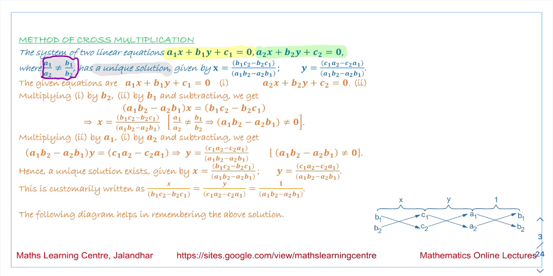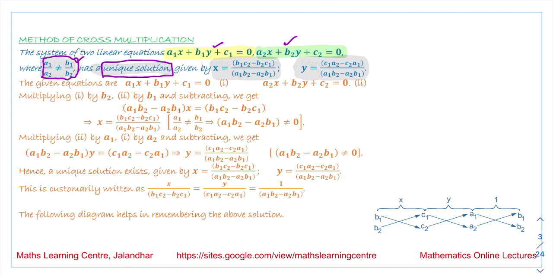So this is basically the condition for the unique solution: if this condition is satisfied, then this pair of linear equations, or system of simultaneous linear equations, has a unique solution, and that solution is given by this formula. The value of x is given by this value and the value of y is given by this value. You can directly apply these values as the formula.